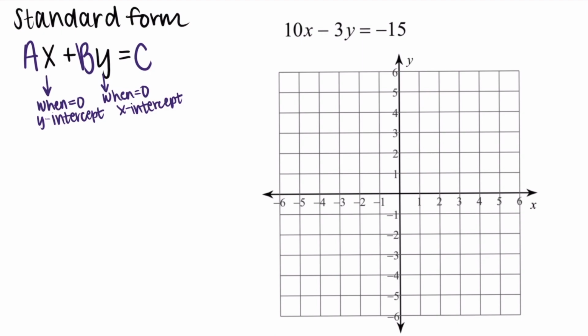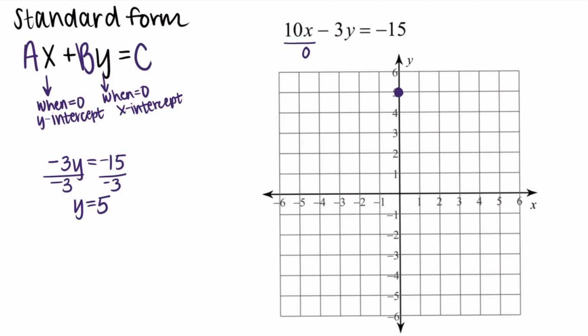All right, so using this example to find that, if I set my x equal to 0, that's just going to go away, and I'm just going to be left with negative 3y equals negative 15. Now it's just a one-step equation. Divide both sides by negative 3 to get that we have a y-intercept at positive 5. You can then plot that on your graph. So on our y-line, it's going to go through a positive 5.